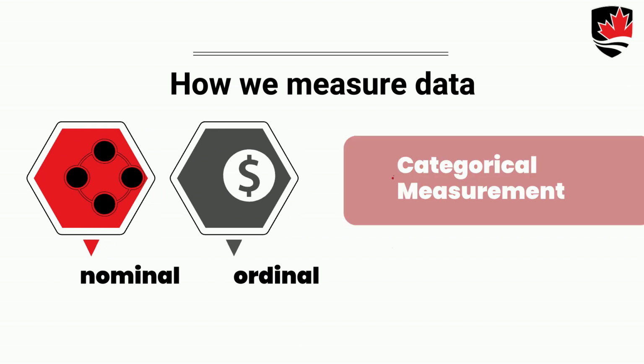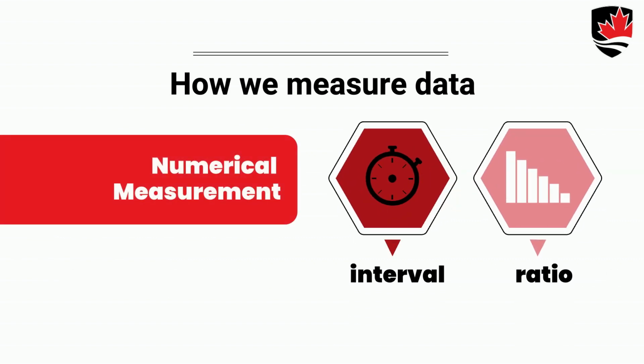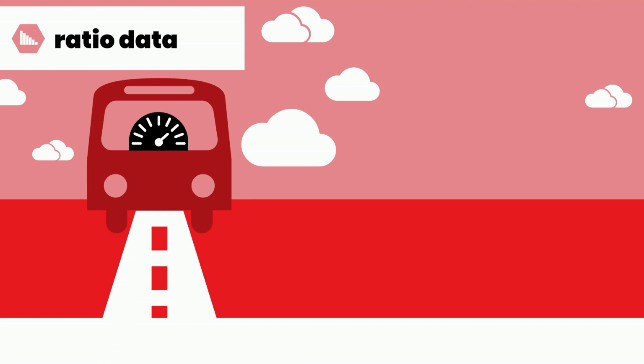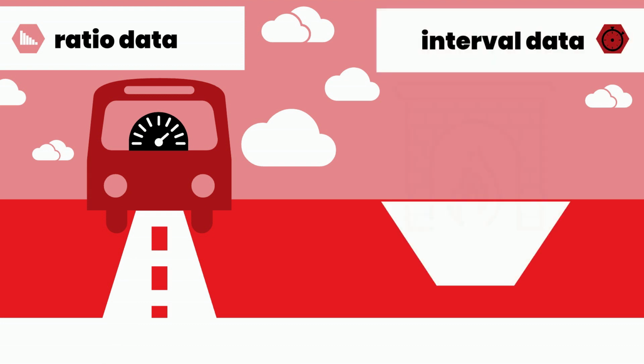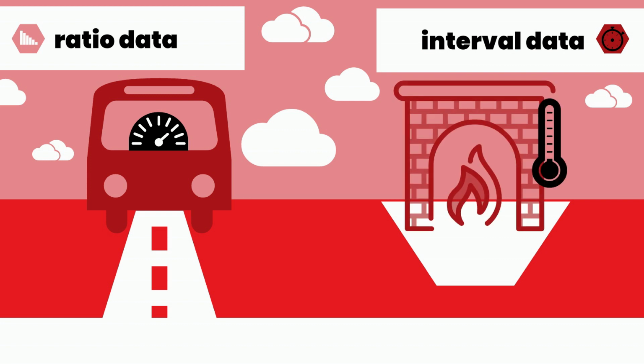Now, let's dive into numerical measurement, interval and ratio data. Both use numbers, but there's a key difference. Ratios have a true zero, while intervals don't. For example, speed, like 60 kilometers per hour, is ratio data because it has a meaningful zero, while measuring temperature in Celsius, 0 degrees Celsius for instance, is interval data because 0 doesn't mean the absence of temperature.